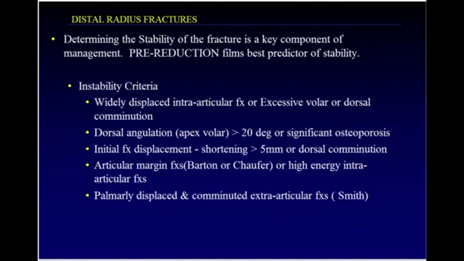So if you have a fracture that you know has significant displacement, significant fracture comminution, particularly dorsal comminution, you can predict that those are the ones that are going to be unstable and are probably not going to do well with conservative closed treatment. The instability criteria consist of a widely displaced intra-articular fracture, excessive volar or dorsal comminution, significant dorsal angulation greater than 20 degrees, a patient that has significant osteoporosis, or initial fracture displacement or shortening greater than 5 millimeters. Again, dorsal comminution is listed.